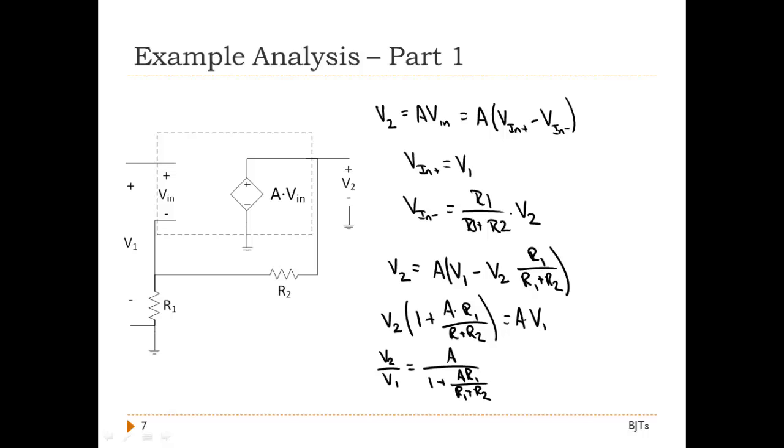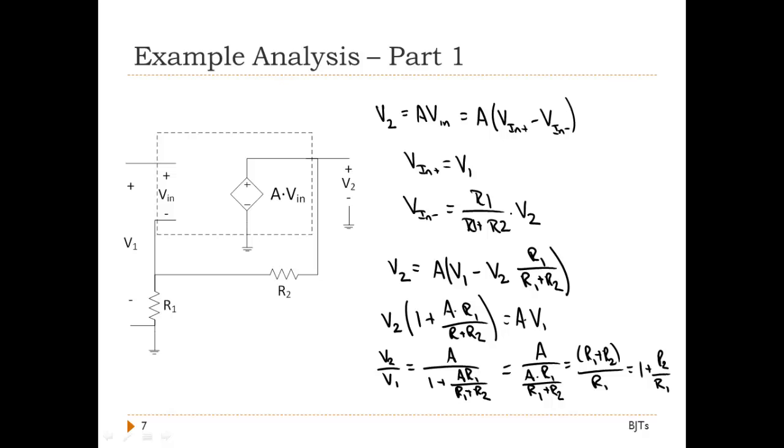This results in a further simplification of V2 over V1 equal to A over A times R1 over R1 plus R2, which can be further simplified into R1 plus R2 over R1, and further to 1 plus R2 over R1.